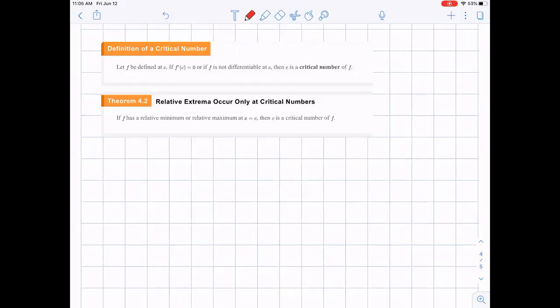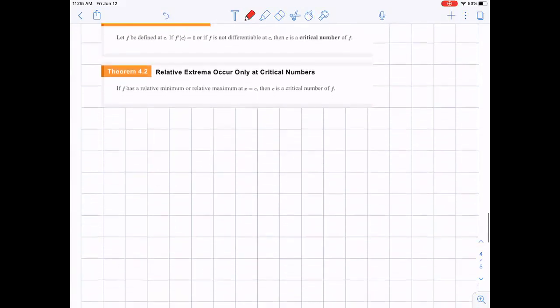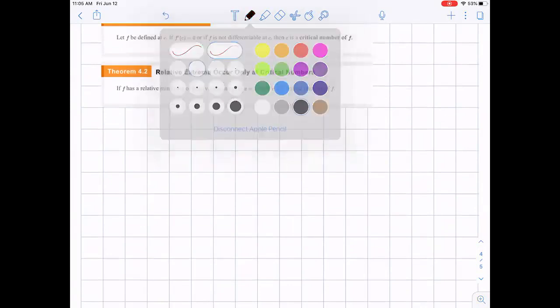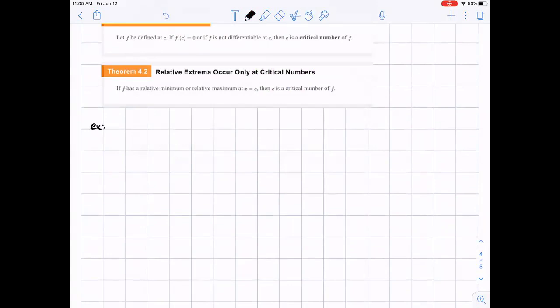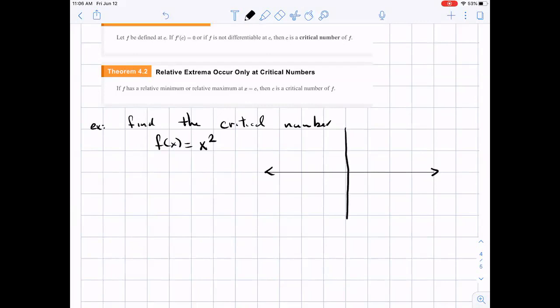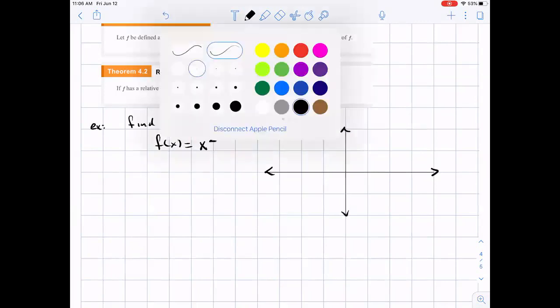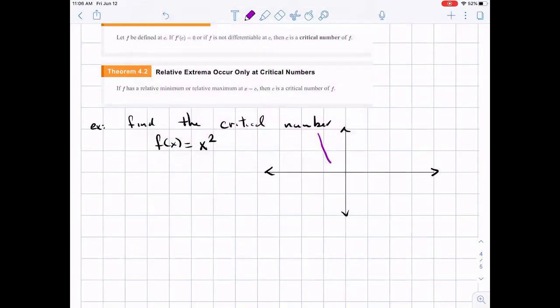So we can look at examples of that. We saw it for x squared. Let's look at a very basic example. Find the critical number. Let's say f of x is equal to x squared. We know what the picture of x squared looks like. If we draw the graph of x squared, which is a parabola, the graph is this graph here.